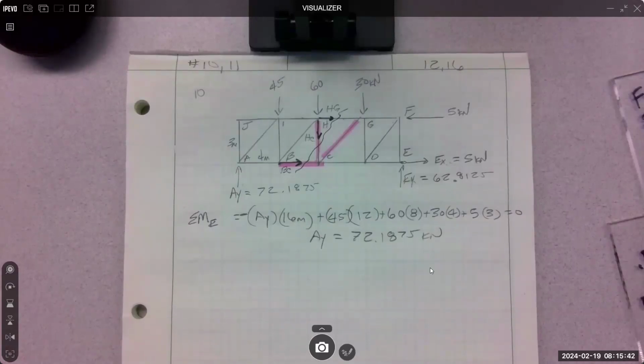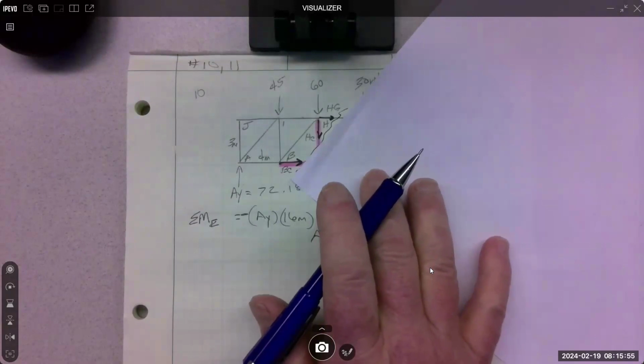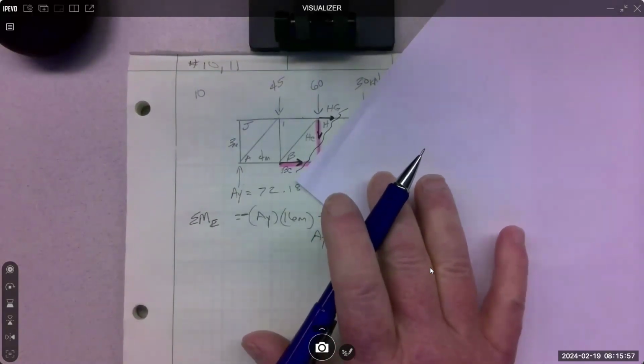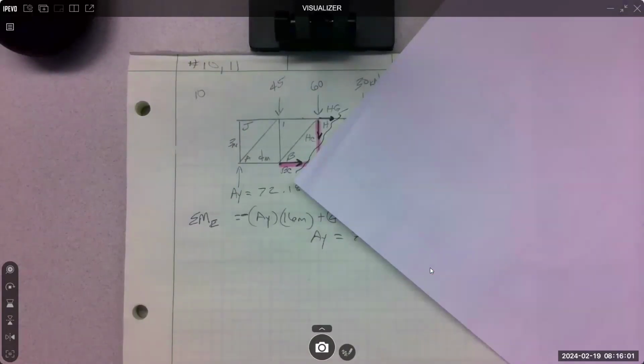Just looking to the left, all this shenanigan is gone, including the 30, which I can't cover, but it's gone. That's the concept. So how do we find BC? And how do we find HC? You do a moment at H. True? How else could we do it?